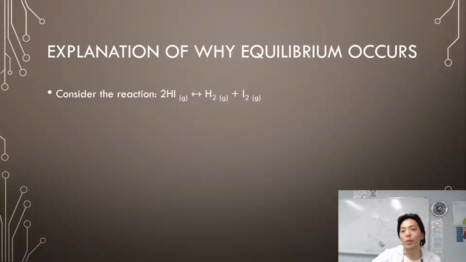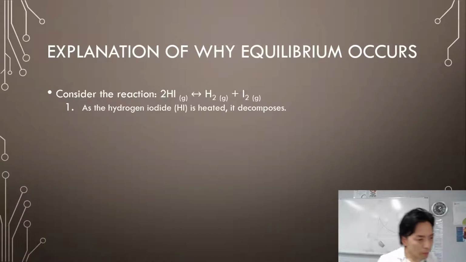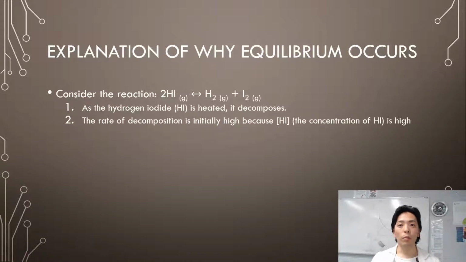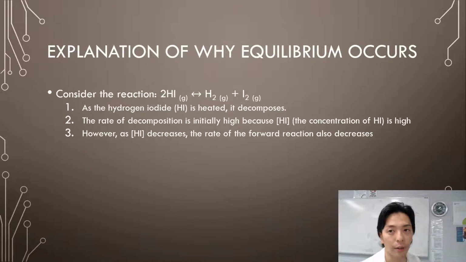Explanation of why equilibrium occurs. Let's consider this reaction: 2HI gas becomes H2 and I2. A two-way arrow is used, but a different symbol there. What does occur? Well, at the beginning, as the hydrogen iodide, HI, is heated, it decomposes. The rate of decomposition is initially high because the concentration of HI is high.